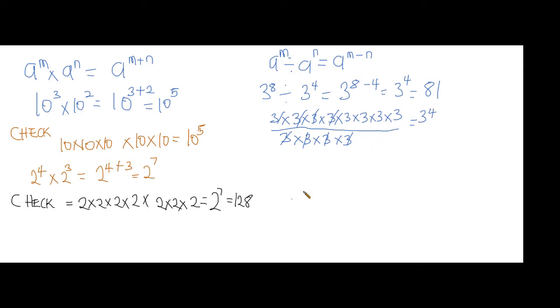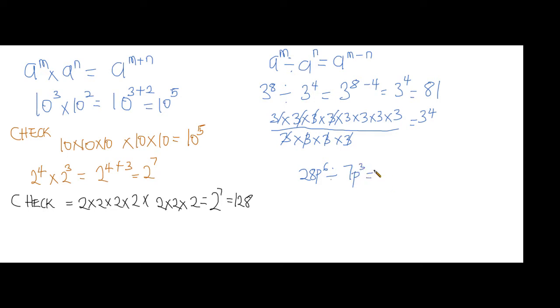So that's why you can see it's still going to give us the same answer, 3 raised to power 4. Another example we can use on division is, if we have something like this, 28p raised to the power of 6 divided by 7p raised to the power of 3.